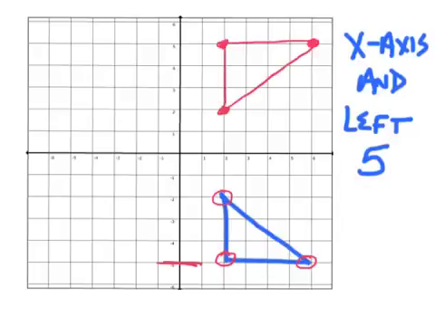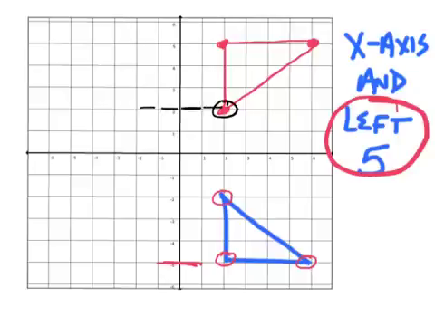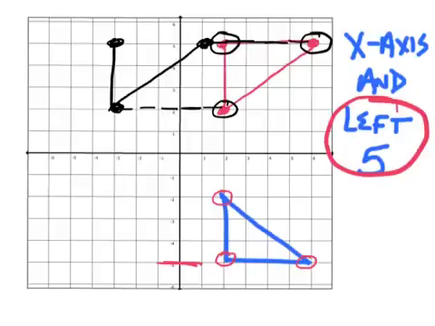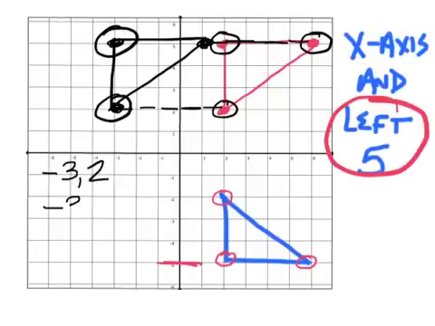Now you have to go left 5 spots. So starting here, I go left 1, 2, 3, 4, 5 spots. And this one goes the same distance. This one goes 5 spots, so we go 1, 2, 3, 4, and then 5. So there is the final image, and now we have to get the points. This one is -3, 2, that's -3, 5, and this one is 1, 5.